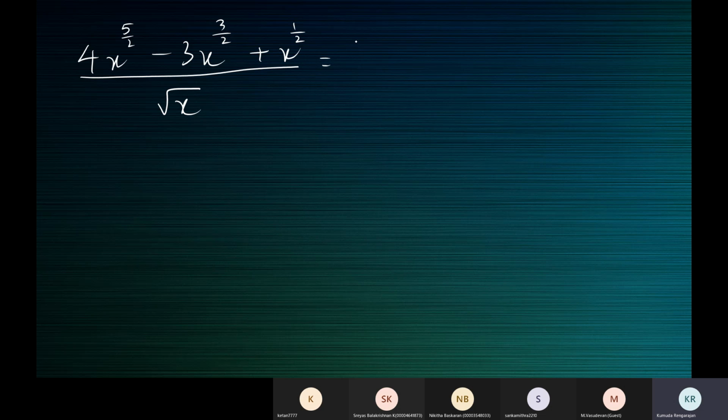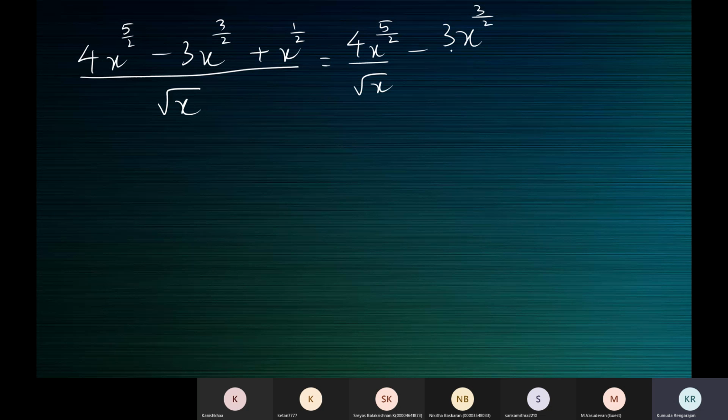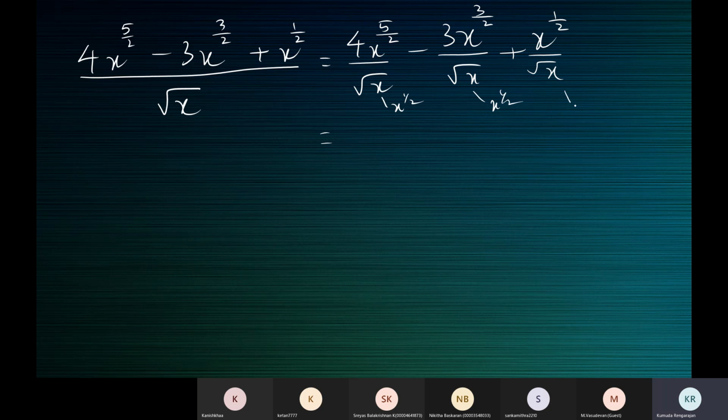So this is what we do. We divide every term in the numerator by the denominator. This is how we simplify the expression here. And we know that root x is nothing but x to the power 1 by 2. All right, remember that, x to the power 1 by 2.